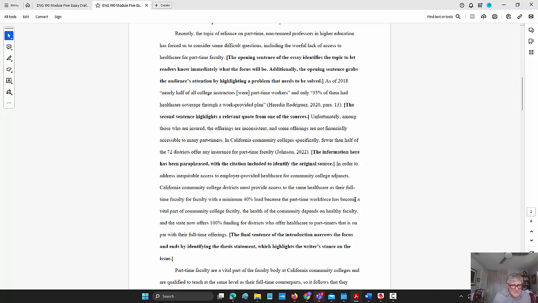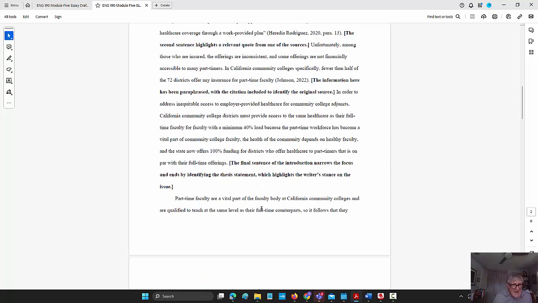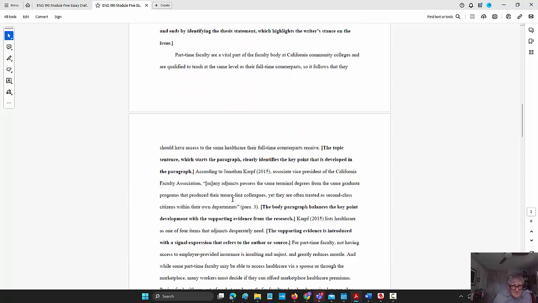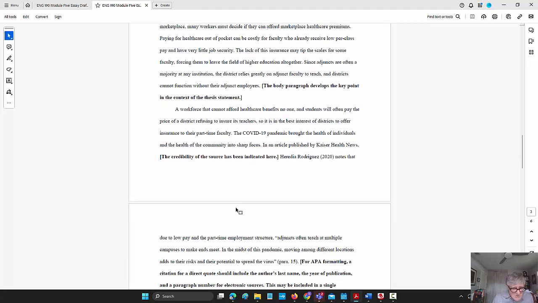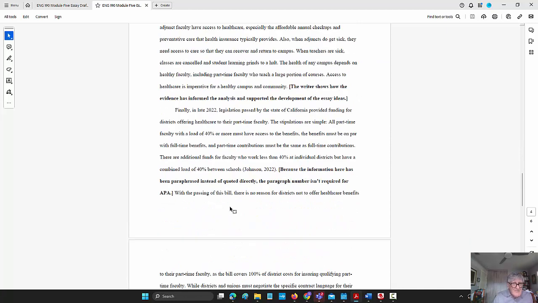Because part-time workforce has become a vital part of the community. That's 1. The health of the community depends on a healthy faculty. That's 2. And the state now offers 100% funding. That's 3. Those 3 key points will be the topic sentence for each of the body paragraphs. Part-time faculty are a vital part. That's the first key point. We scroll down, we will see that a workforce needs health benefits because it'll keep them healthy. That's key point 2. Point 3, legislation passed by California provided funding.